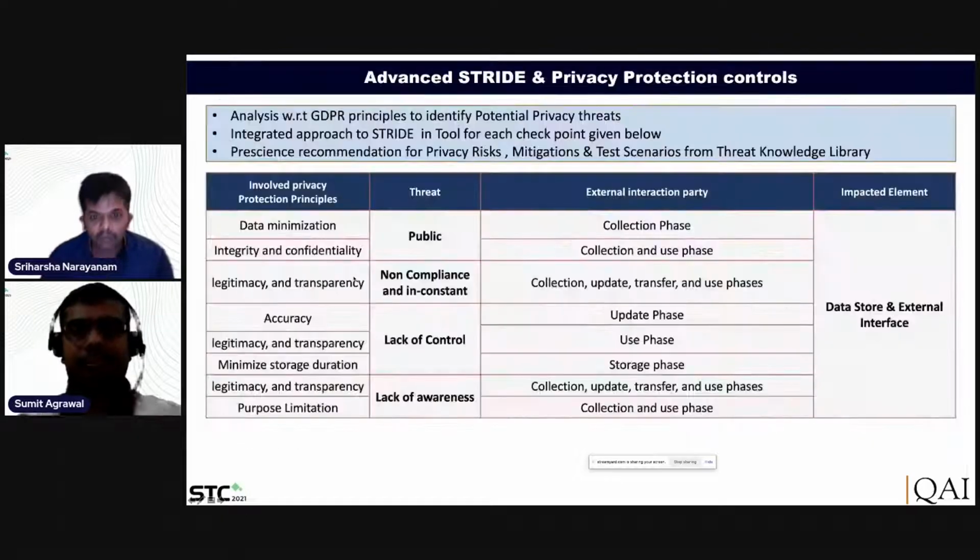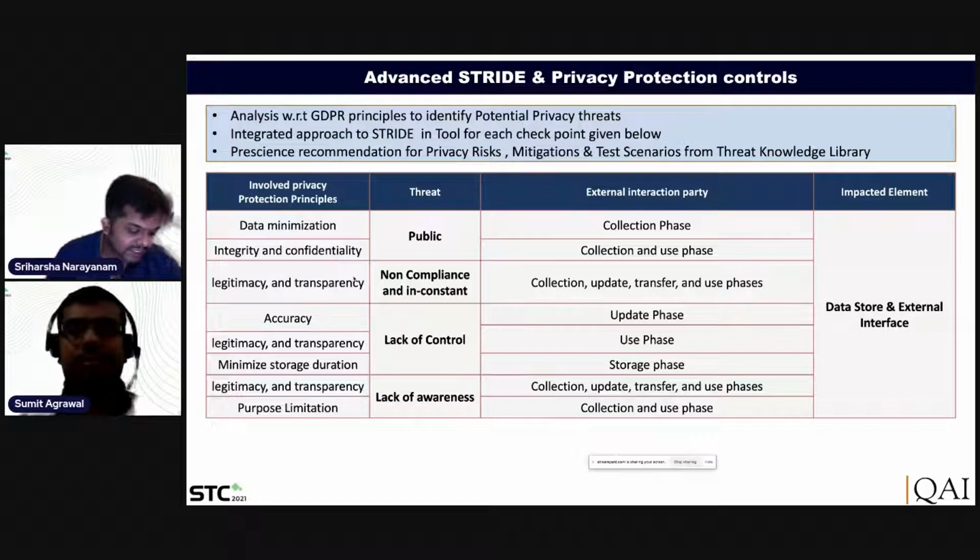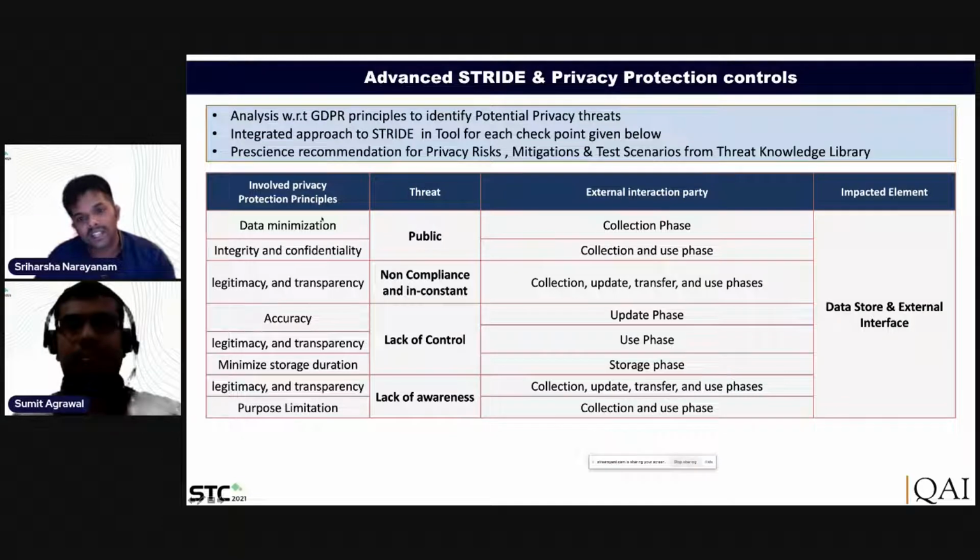Now we'll talk about privacy. So why privacy? Usually STRIDE talks about spoofing, tampering, elevation of privilege, and all that. It doesn't talk about privacy especially, but the importance of privacy is very high when we are doing any security analysis. Right now, personal data is one of the topmost assets. So how can we look at privacy from a STRIDE perspective? That is what this slide is about.